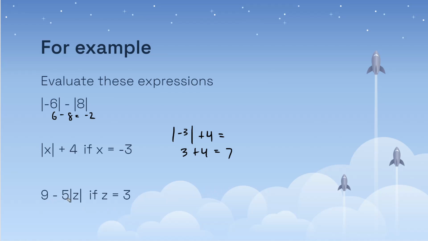9 minus 5 times the absolute value of z, if z equals 3. So if z equals 3, we put that into absolute value, times 5, minus 9. So that would be 9 minus 5 times 3. The absolute value of 3 is 3. And that would be 9 minus 15. And that would be -6. And that's it.